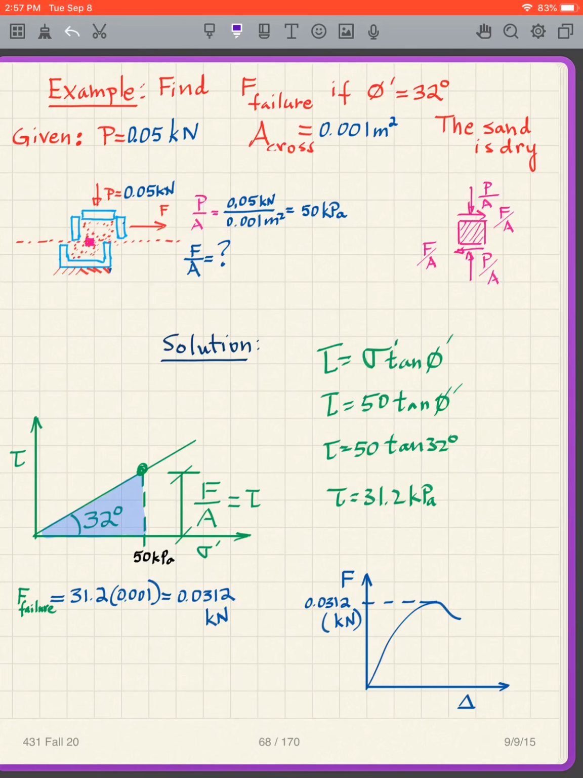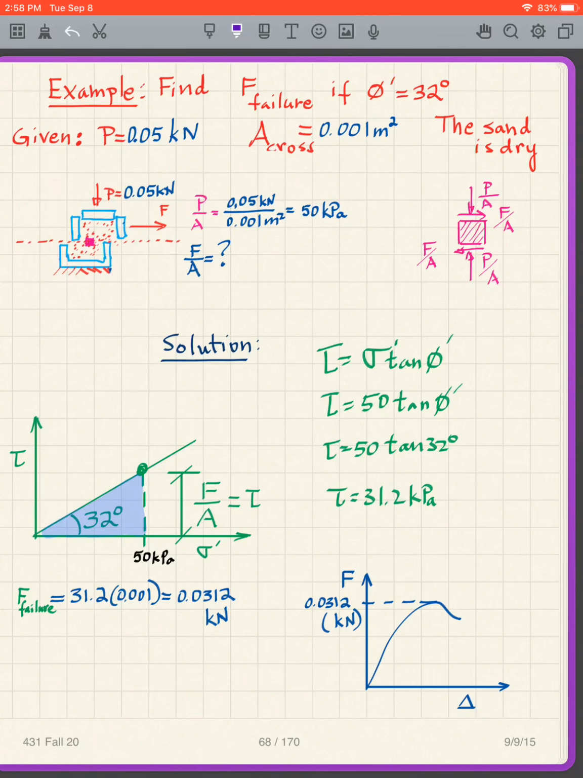Okay, so we have our stresses, P over A, F over A acting. It looks like the little square that we analyzed with Mohr's circle. All right, so our solution, what are we going to do? We're going to draw this failure envelope for sand. What does the failure envelope for sand look like? Well, we know it goes through the origin. We have a straight line there. The friction angle phi prime is 32 degrees because we were given that 32 degrees.